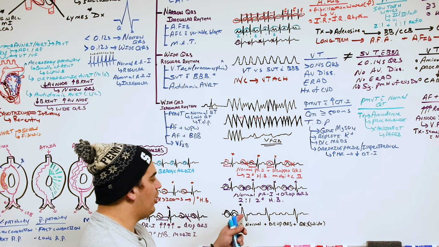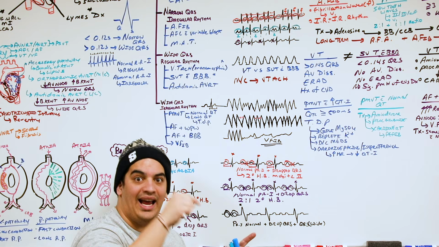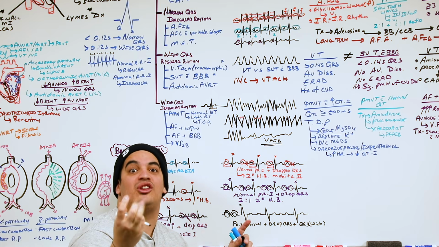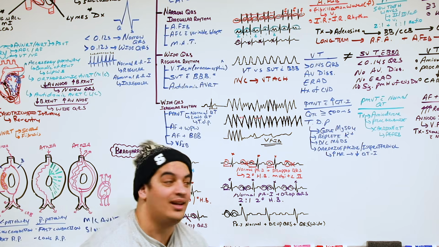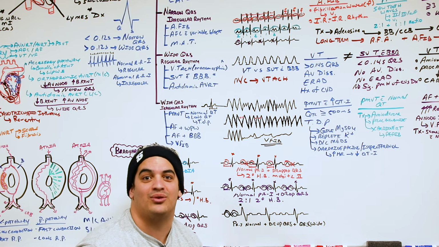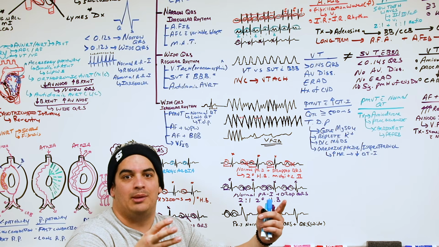That's telling me that I'm not going through my normal conduction. It's not going AV node down. It's stopping at the AV node, and then the ventricles are depolarizing on their own. That means there's complete disassociation between the atria and the ventricles. There's no connection between them anymore.